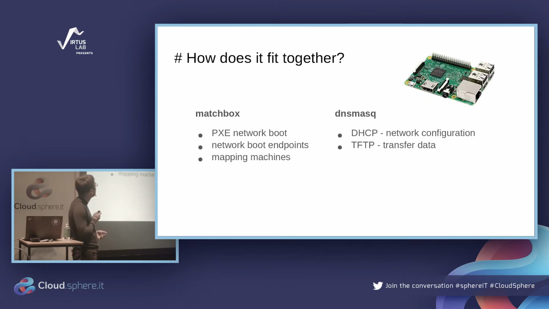Okay, so let's summarize how it fits together. Matchbox takes care of PXE network boot, provides network boot endpoints, and takes care of mapping physical machines to PXE profiles. On the other hand, dnsmasq runs DHCP and provides network configuration, and TFTP to transfer data. Everything is running on a Raspberry Pi, which is the provisioner for other nodes.